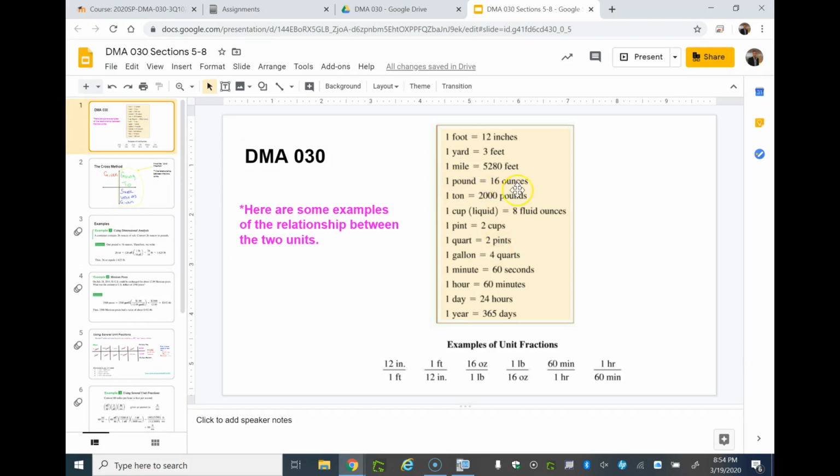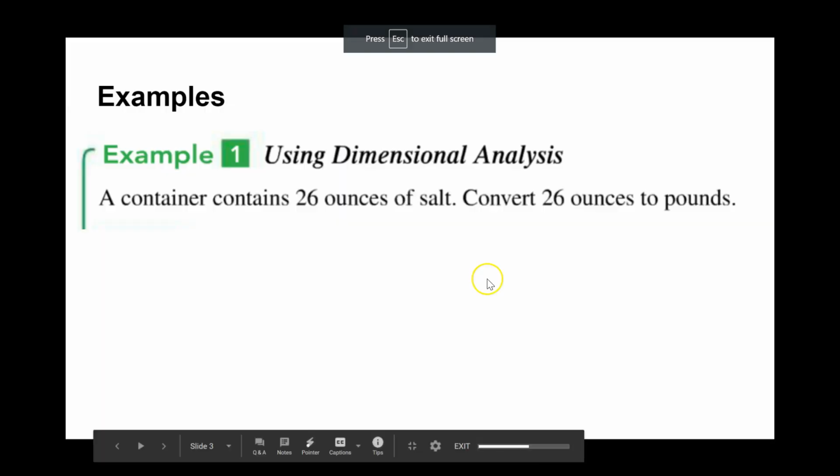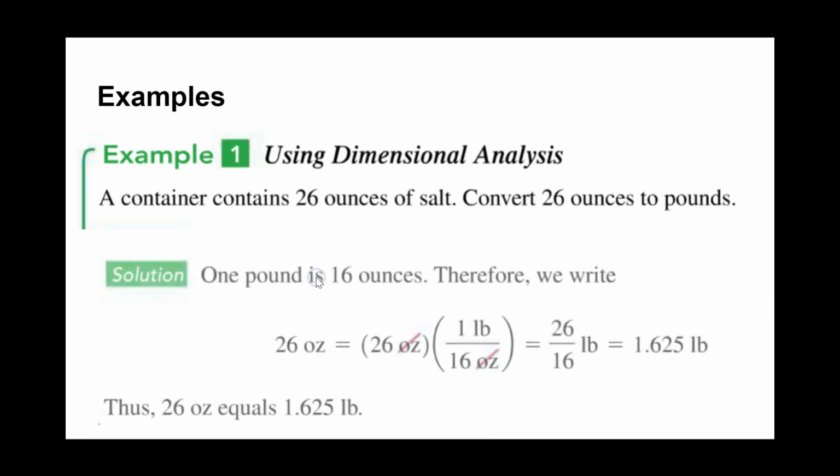So 1 pound, 16 ounces. Once we go back to here, 1 pound, 16 ounces. Because the pounds is on top, you put your 1 up here, and then the bottom down here is going to be the ounces. Remember, if these numbers are on the bottom, we're going to divide.